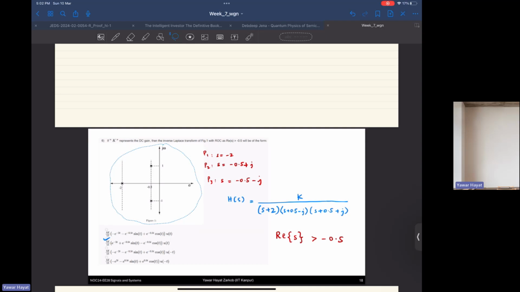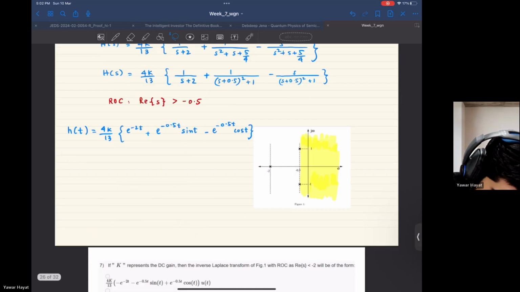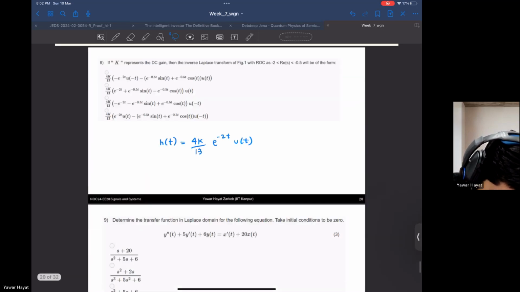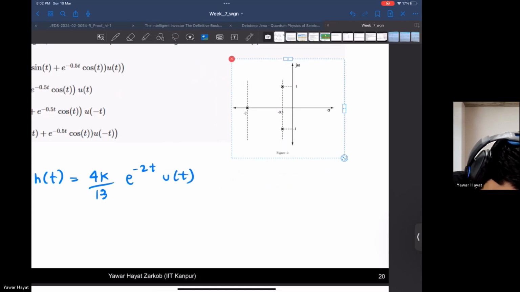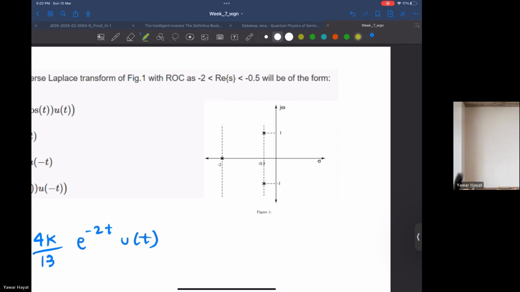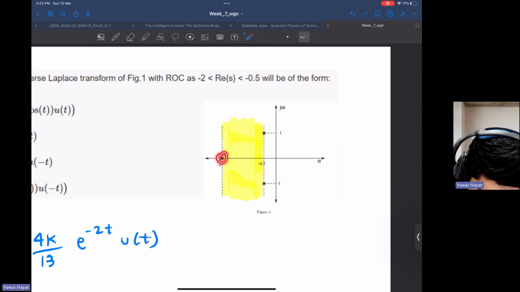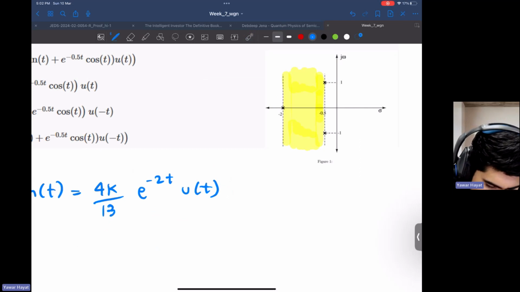In fact, draw this on the same page so that you don't get confused. Your ROC is this one. Now, for this pole, the ROC is to the right of this pole. That's why I used this one, right? u of t and a positive sign.